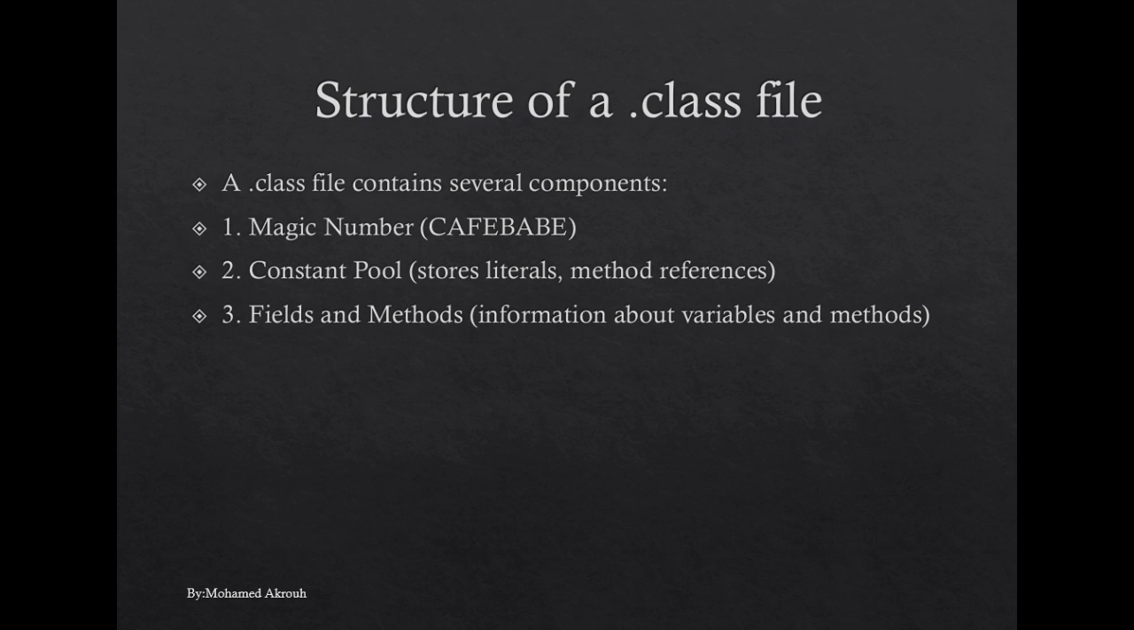Constant pool. This section stores constants like string literals and references to fields or methods that are used during execution. Fields and methods. These sections contain information about the class's variables and methods, including their names, types, and visibility.